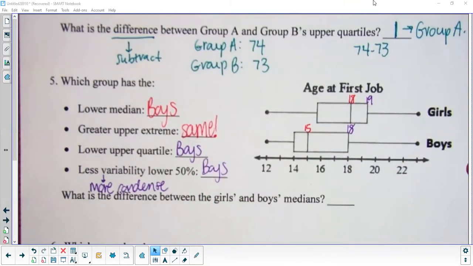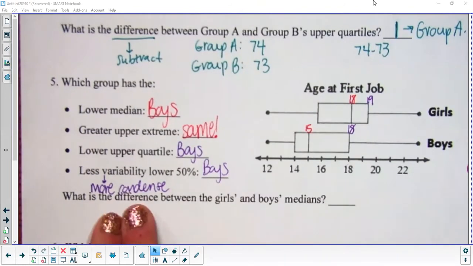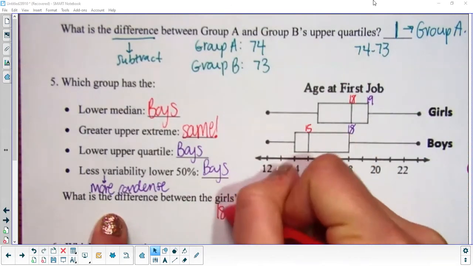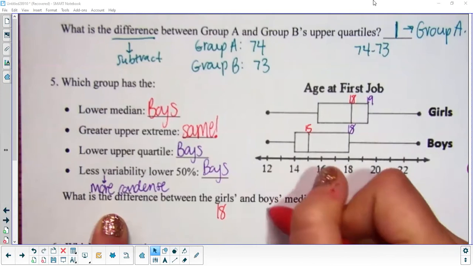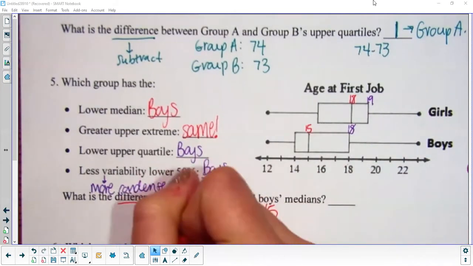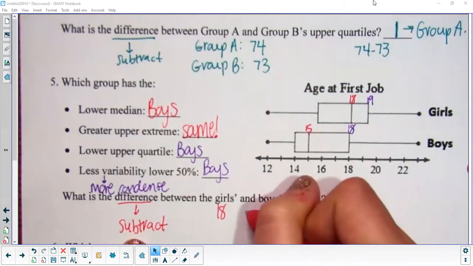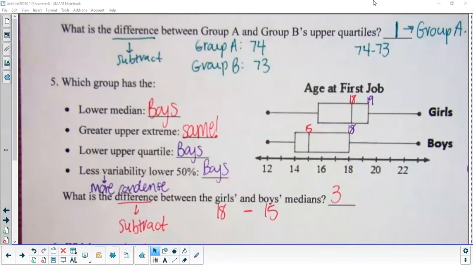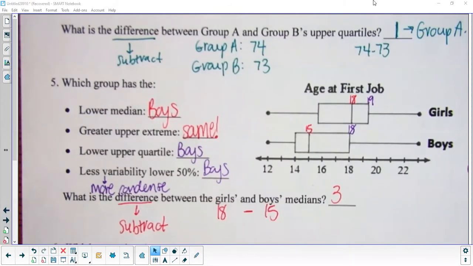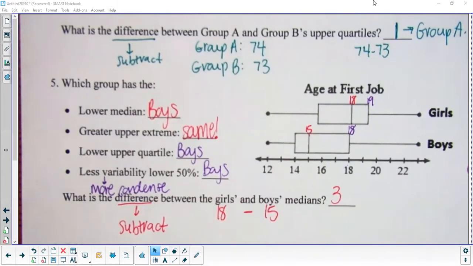So let's look at our medians here. What is the difference between the girls and the boys' medians? Well, my girls' median is 18. My boys' median is 15. And again, that word difference means to subtract. So that word subtract, 18 minus 15 is 3. All right, girls has the biggest median here, and the boys is the smallest. Difference between those two is 3.